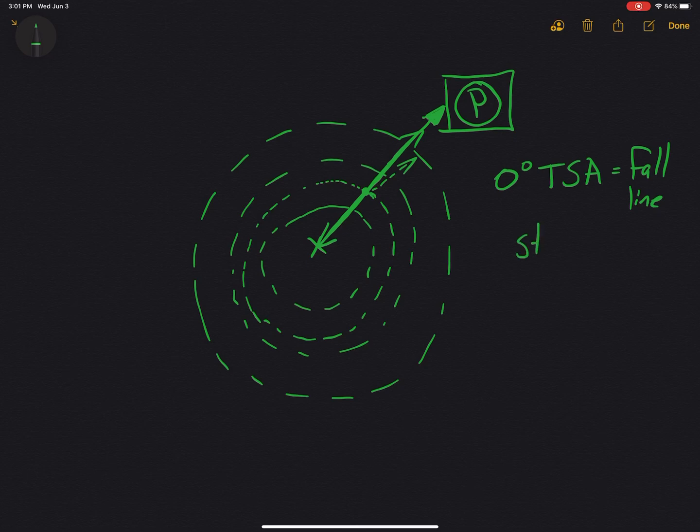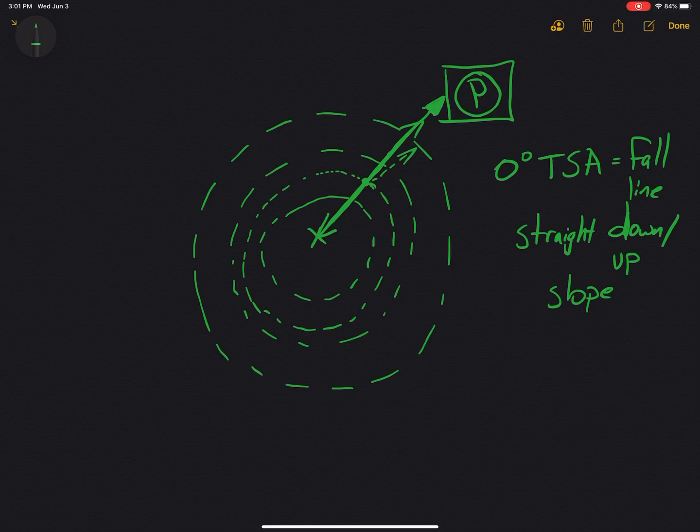or straight down or straight up slope. That's bad. That's going to be a stream bed. It's called the fall line because that's how, precisely, waterfalls form. Streams always cross topo lines perpendicularly, just like our example trail here.